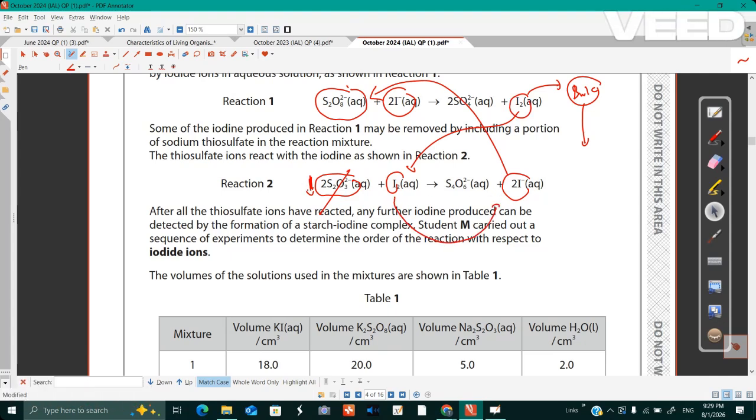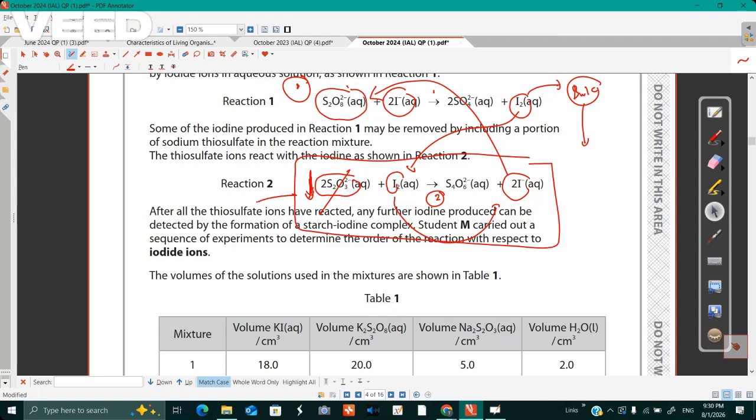This happens as long as thiosulfate is there. So until thiosulfate is over, you are not seeing black color. Right? So there's a delay in the reaction. You do it because the first reaction is very fast. Right? And we can assume the first reaction is faster and the second reaction is a slow reaction. So until the second reaction is over, we can't observe anything. You will not see a black color, the blue color formation, right? So that is why this procedure is designed this way.